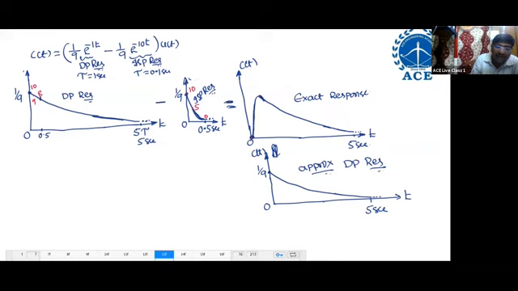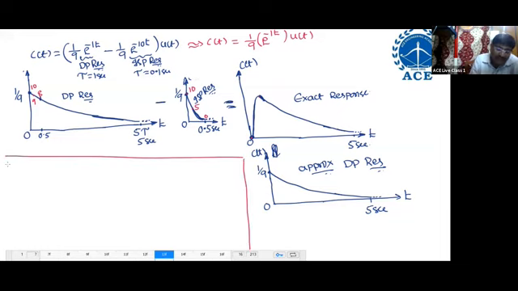That means what can I write? This is approximately C of t equal to 1 by 9 e power minus 1t. Approximately I can write 1 by 9 e power minus 1t. It is the approximate response, by considering the two poles. Now I consider only one pole. I'll go for the next page.